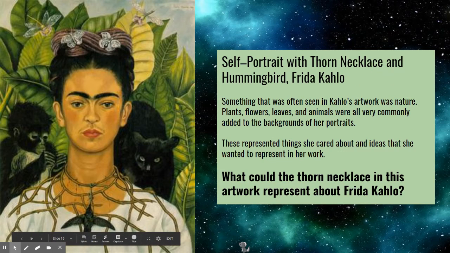So here's another Frida piece. And this is a self-portrait with thorn necklace and hummingbird. And again, it's by Frida Kahlo. Something that is often seen in Frida's work is nature: plants, flowers, leaves, animals. They were all really common, and they were added to backgrounds in her portrait. These represent things that she cared about and ideas that she wanted to represent in her artwork.